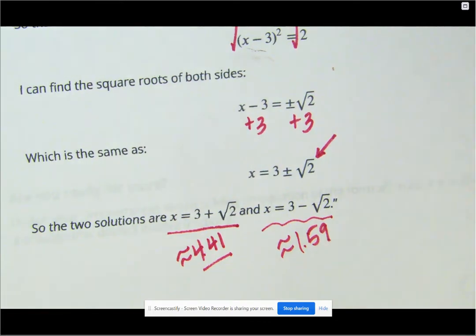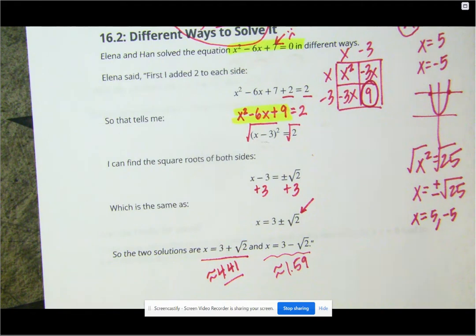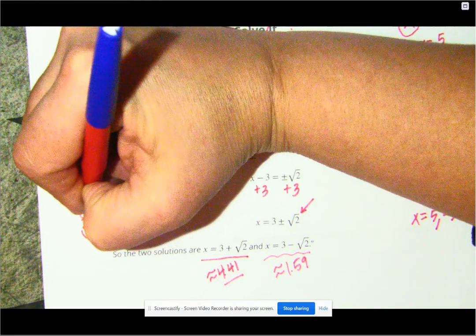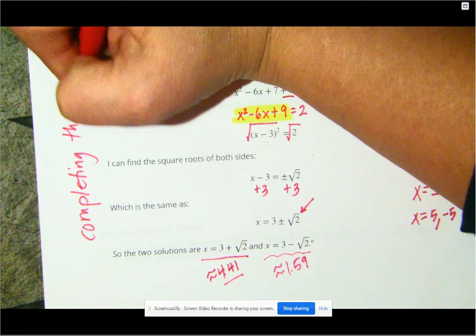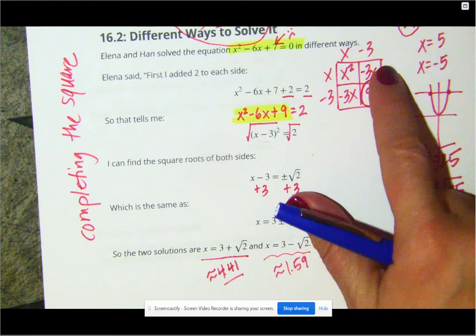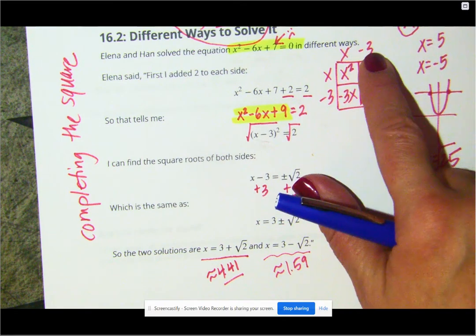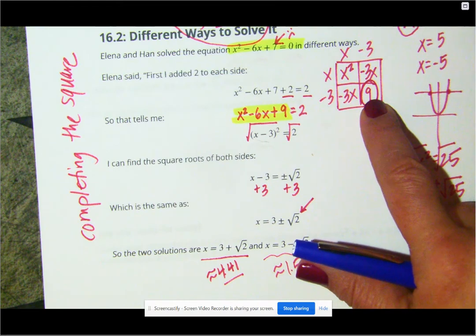Okay? So Elena just solved this problem by completing the square. And I would write that right here. This is called completing the square. She forced this problem into being a complete square. It started out with a 7. She needed it to be a 9. So she added 2.